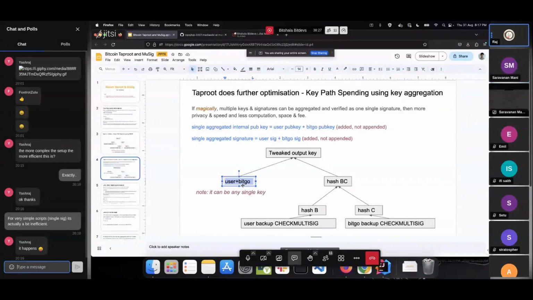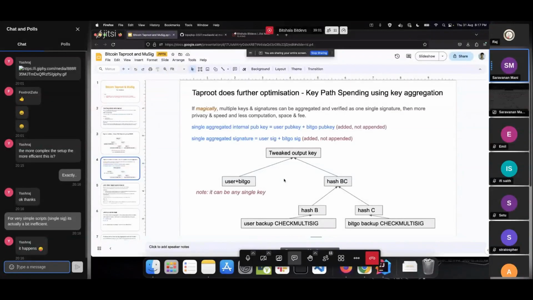So here we are talking about key path spending. In the key path spending, that is like another leaf which is only allowed to contain one signature and one public key. No script inside that is allowed. So here the question is, we wanted to do a happy path, but our happy path is a multisig situation where the user's and Bitgo's keys are involved. So how do we transform that into a single key spend?